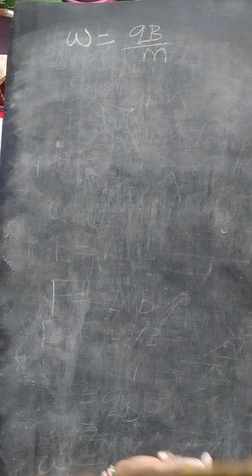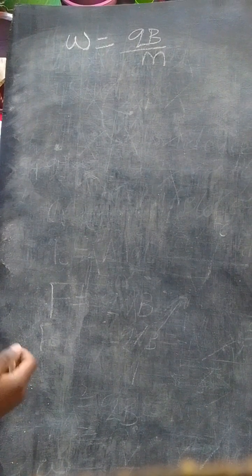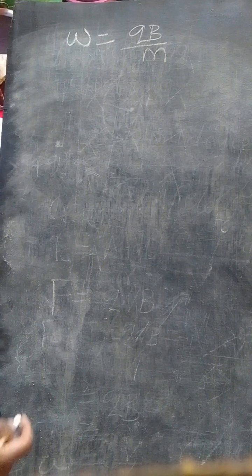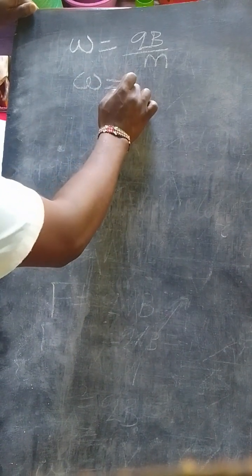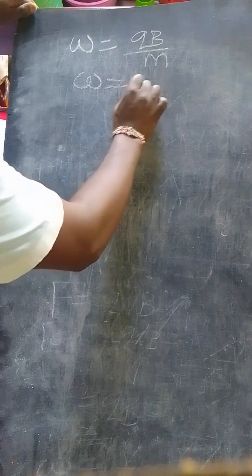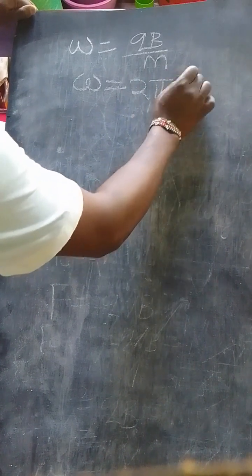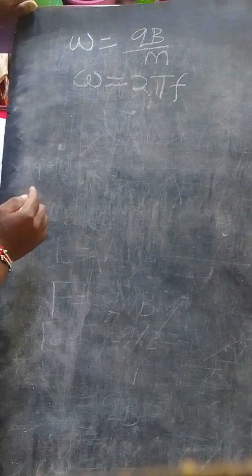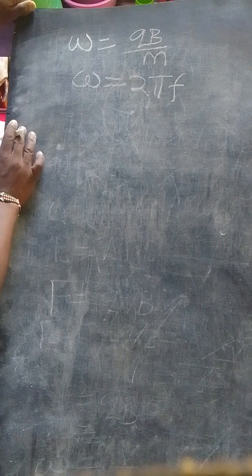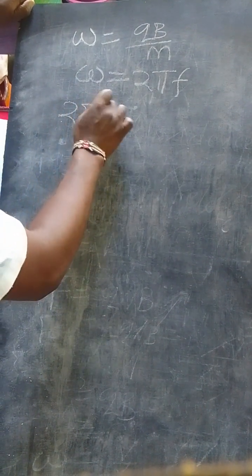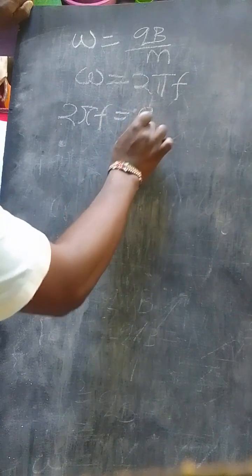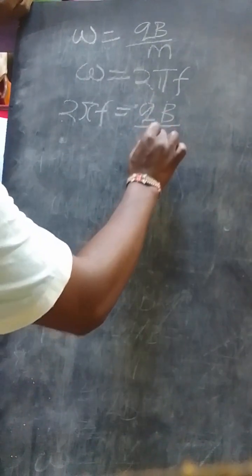That is what we have said. Now, remember, omega, that is the angular velocity, is normally given as 2π times frequency, and therefore we will say 2πf will be equal to QB over M.